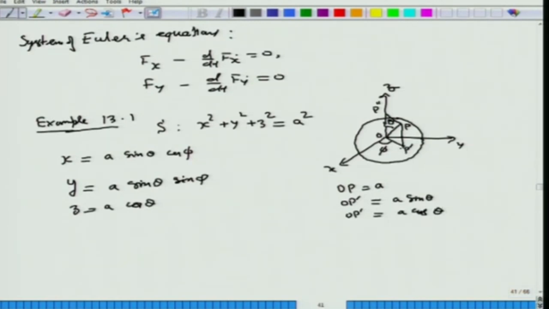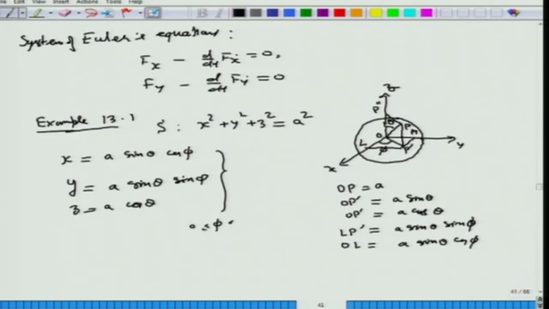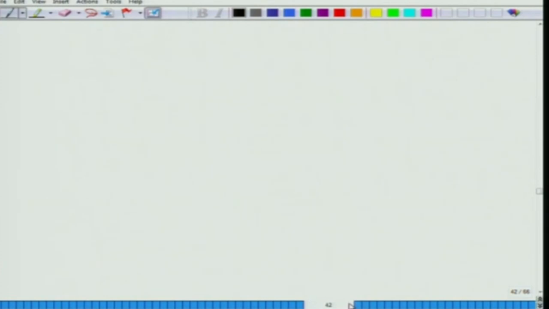And so, this x coordinate will then be, let us say this is L and this is M, then L P dash, that is the y coordinate, which is a sin theta sin phi, and projection of O P dash on the y axis. Similarly, O L equal to a sin theta, sorry, this is phi, sin theta cos phi. So, that is the parametric representation here, and here phi is ranging between 0 to 2 pi and theta is ranging between minus pi by 2 to plus pi by 2. So, here on this surface, we now have a situation like this.